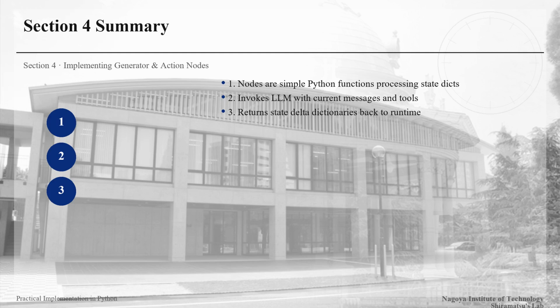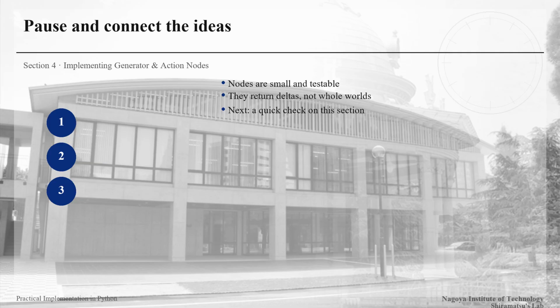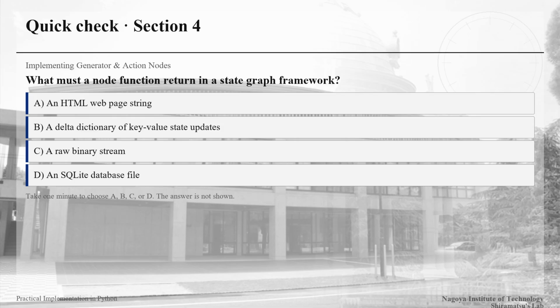Section 4 takeaways. Nodes are functions on state. They invoke the LLM with tools, and they return deltas. Pause here. Nodes stay small and return deltas. Now the quick check. Quick check after Section 4. What must a node function return in a state graph framework? Choose A, B, C, or D. Take 1 minute to think, then choose A, B, C, or D. The correct answer is not shown.